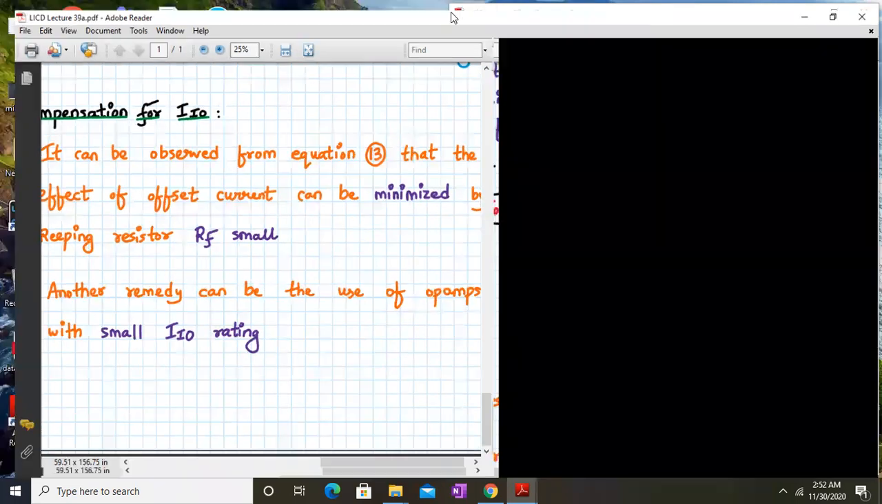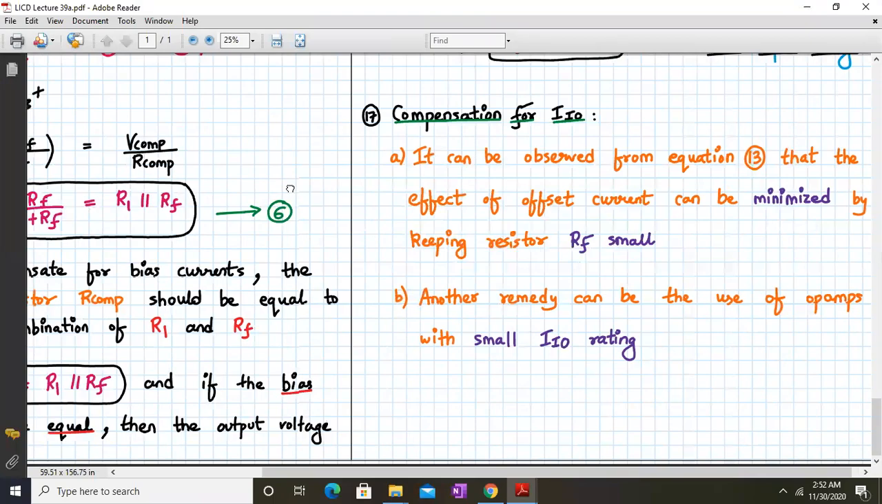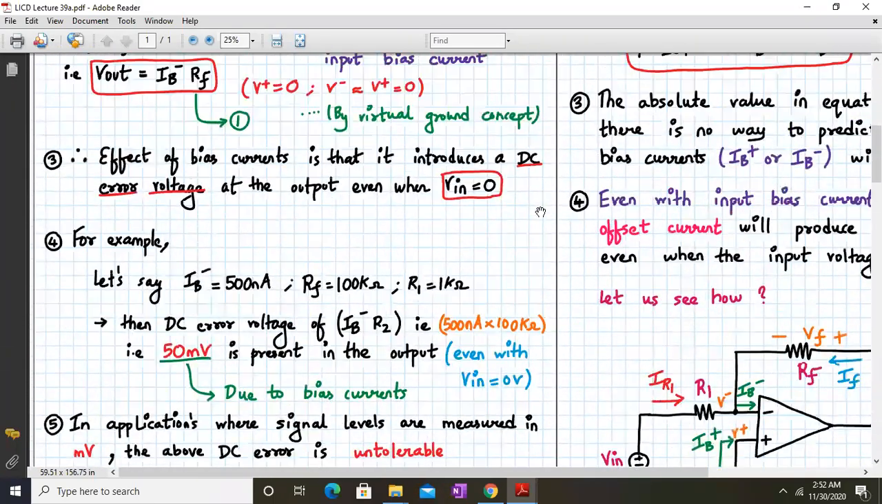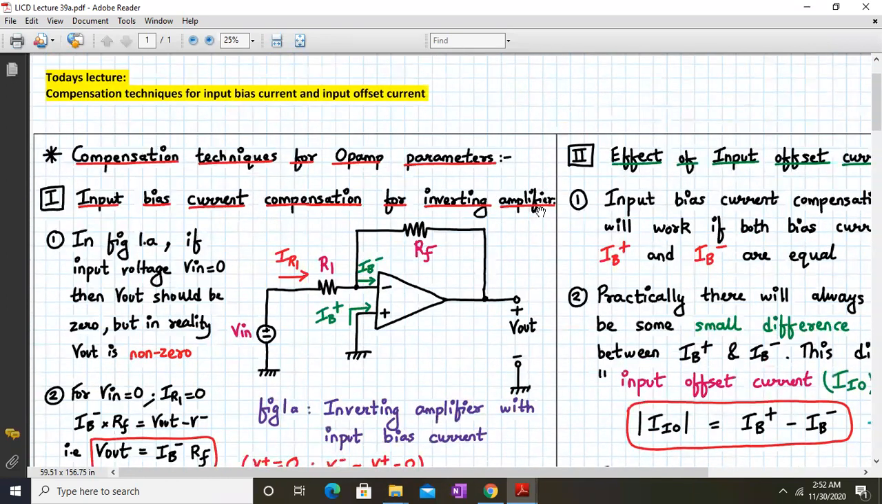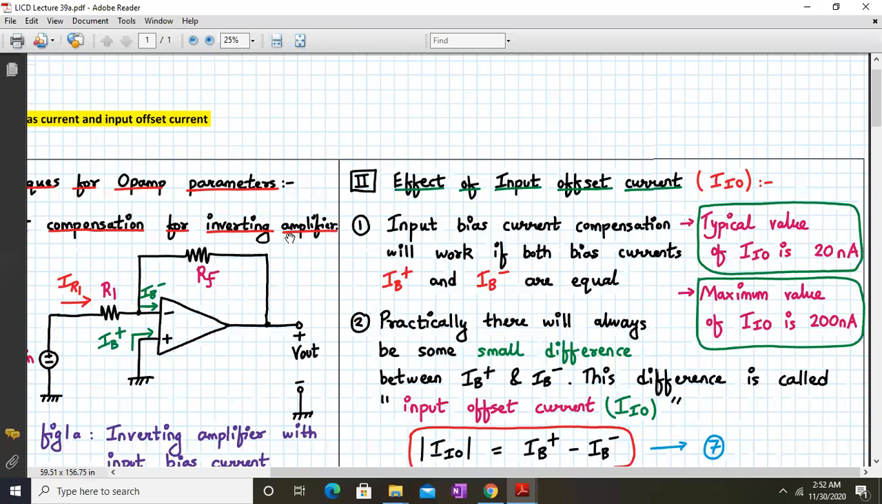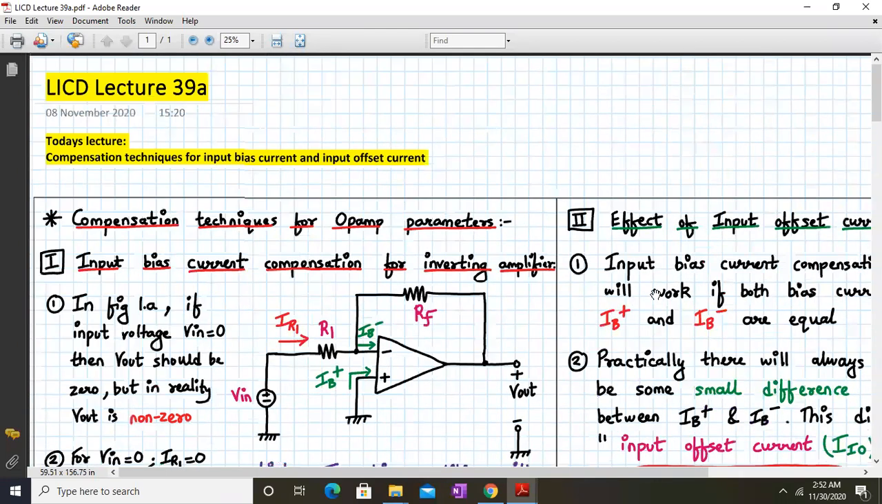Okay, so we have covered most of the points in this lecture. Let us revisit. We have seen the bias current compensation technique for the inverting amplifier and the effect of input offset current on an amplifier in general. So we have covered today the compensation technique for the input bias current and the input offset current.